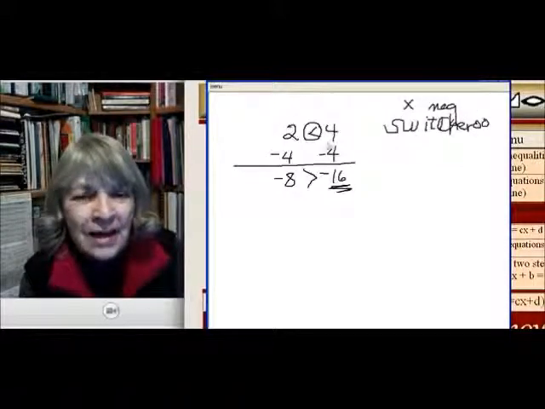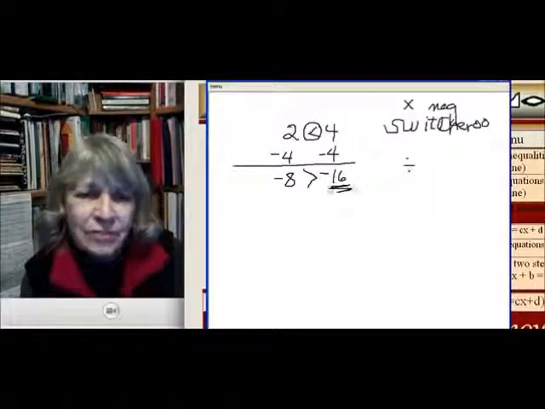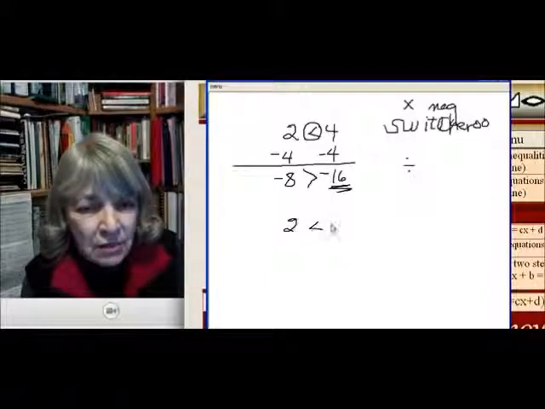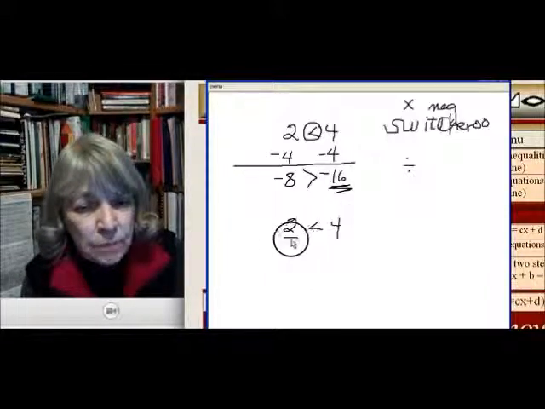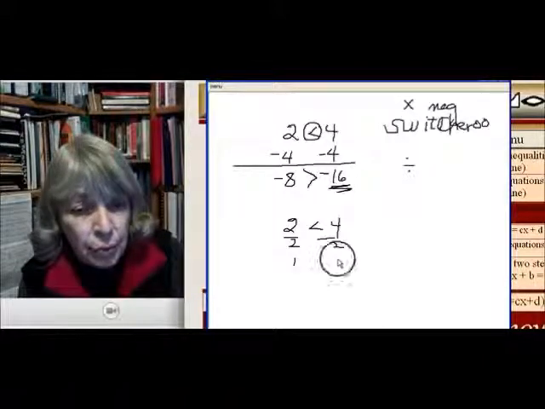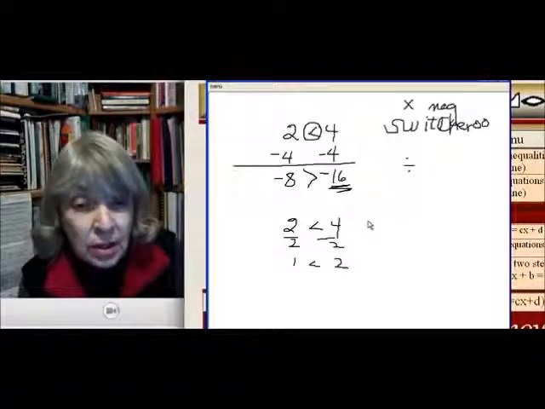Switcheroo. Now, since division is just multiplication in another form, what if we said 2 is less than 4 and we divide by 2? We get 1 is less than 2. We divide by a positive, everything's cool.